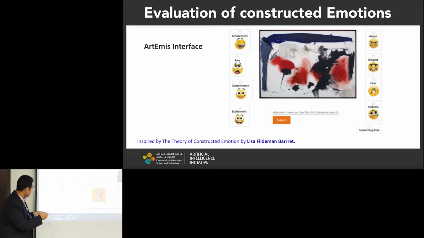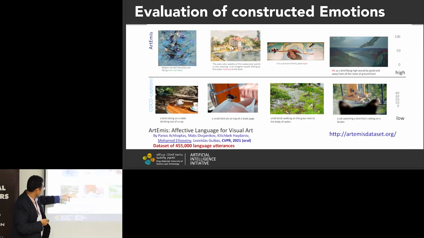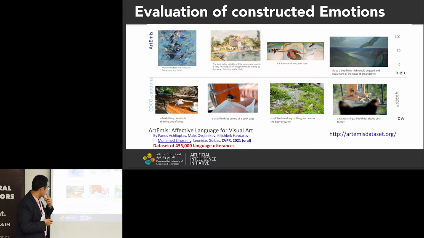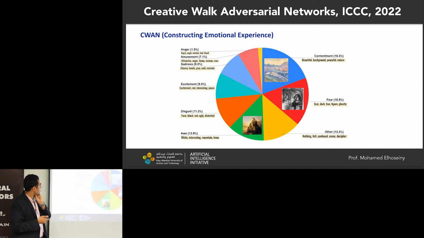So we did that for an earlier project. I'm going to refer to this later, but we wanted to see this too. We did that on artworks, and we collected 455,000 language utterances on 80,000 artworks. But what if we do the same thing on generated artworks that are produced by this model? What would be the distribution of constructed emotions by people? And that was the distribution.